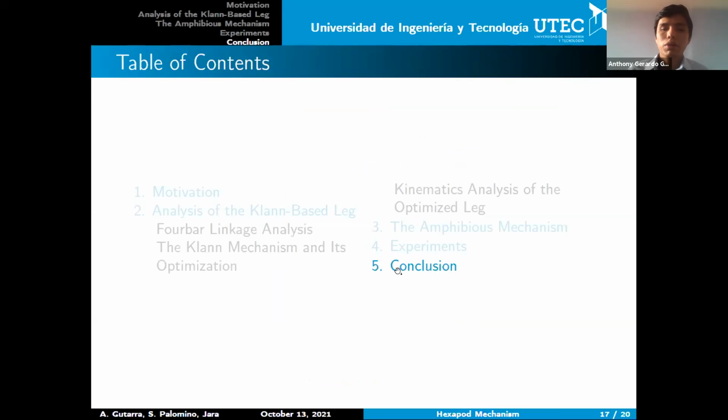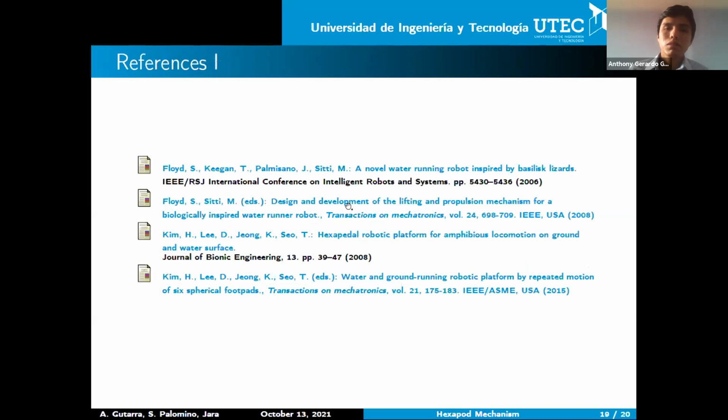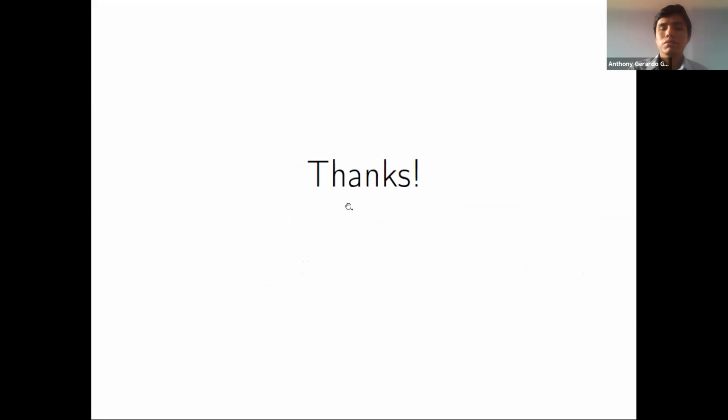So finally, we have some conclusions. First, the crank mechanism was used for the legs and was optimized to work on both surfaces, on water and ground. The proposed hexapod amphibian mechanism was designed, prototyped, and is experimentally able to move on water and ground surface. And the experimental results of the legs trajectory were satisfactory for a good displacement of the mechanism. And that is all. Thanks for the attention.